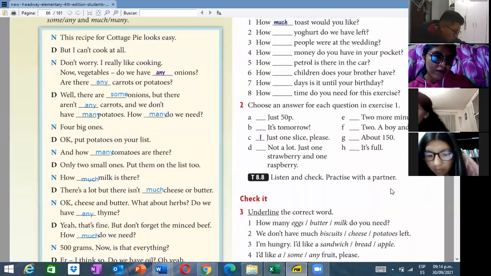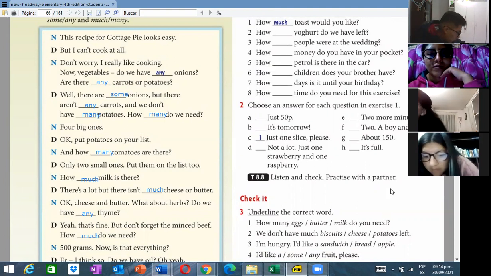This recipe for cottage pie looks easy. But I can't cook at all. Don't worry, I really like cooking. Now, vegetables. Do we have any onions? Are there any carrots or potatoes? Well, there are some onions, but there aren't any carrots, and we don't have many potatoes. How many do we need? 4 big ones. Okay, put potatoes on your list.